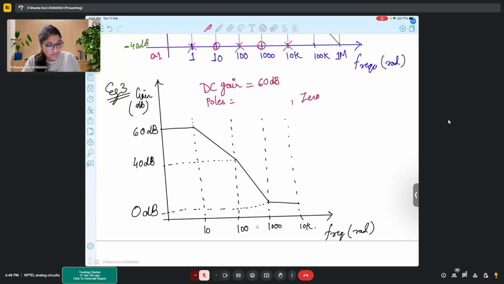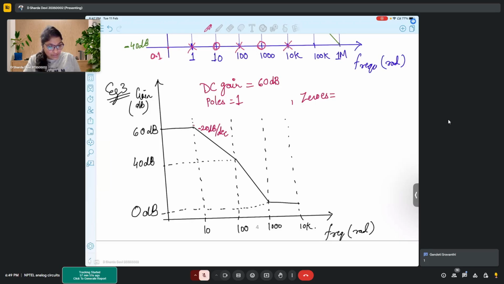I'm asking at 10 only. How many poles are present? So we'll go one by one. How many poles are present at 10? One. Only one pole, right? Because the slope is minus 20 dBs per decade.